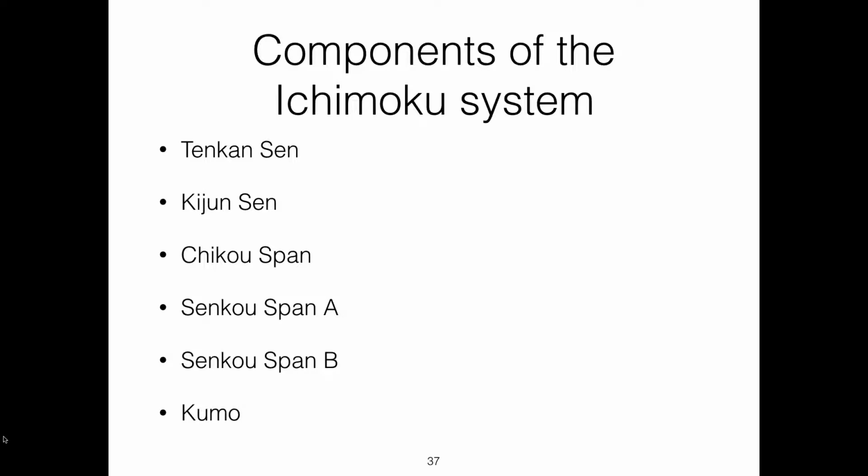The Ichimoku system has 6 components that work together to form a complete Ichimoku picture. These components are the Tenkan-sen, the Kijun-sen, the Chikou span, the Senkou span A, the Senkou span B, and the Kumo.